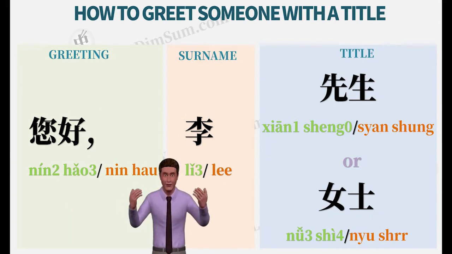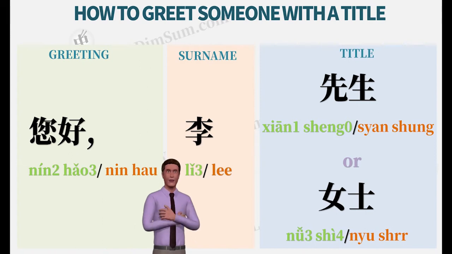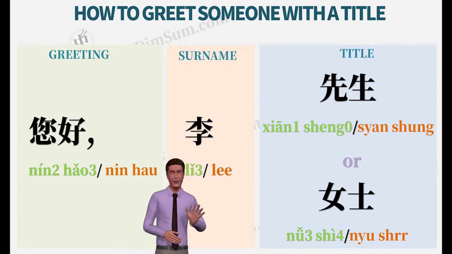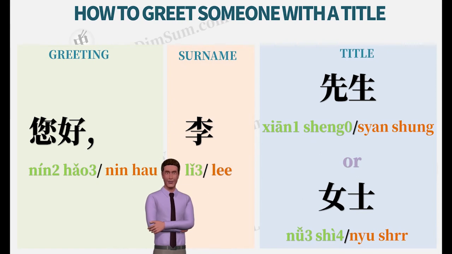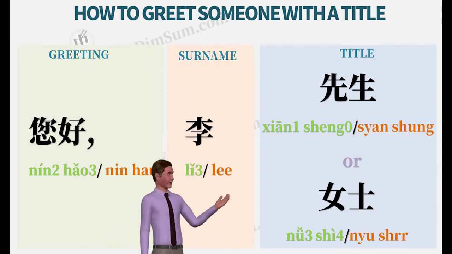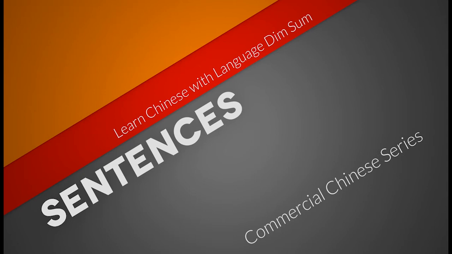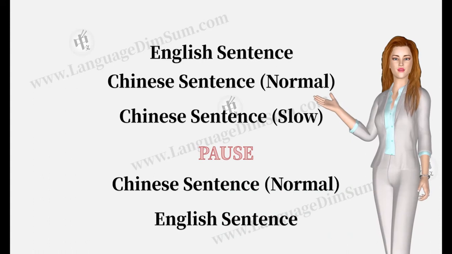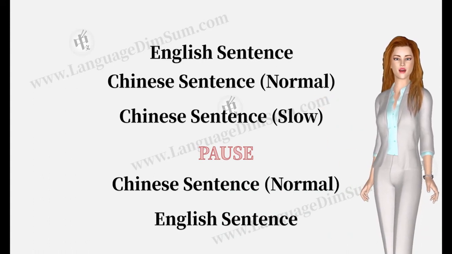How to greet someone with a title. When you wish to be polite and formal, always use nin instead of ni. In Chinese culture, the family name precedes the given name. In a formal setting, it is considered as inappropriate or rude to address a senior by their given name. 先生 Mr. or 女士 Madam are neutral titles to be used if you are unsure of their social status. Please note, in the sentence section, after the sentences are repeated slowly, there will be a short pause so that you can repeat after us.